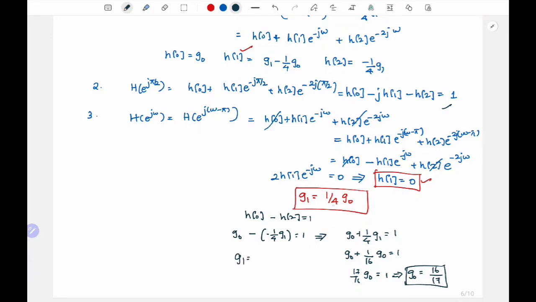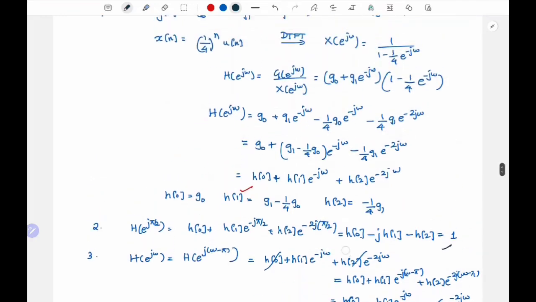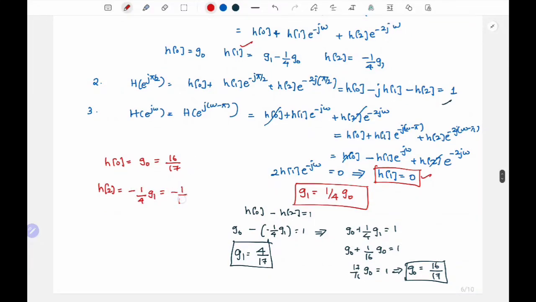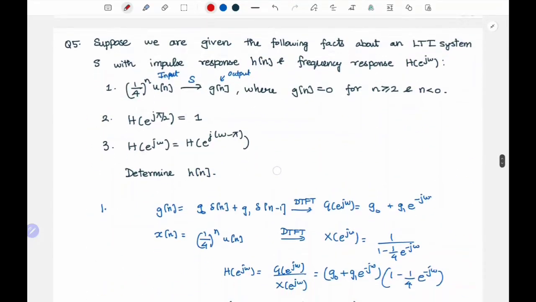So my g1 is nothing but 1 by 4 g0, which is nothing but 4 by 17. But what is my goal? To determine h of n. So I need to find h of 0. H of 0 is equal to g0, which is nothing but 16 by 17. And my h of 2 is going to be equal to minus 1 by 4 g1, which is nothing but minus 1 by 17. So this is my h of n, and h of n equal to 0 for n not equal to 0, 2. In all other cases it's going to be equal to 0. So this is also a very interesting question.